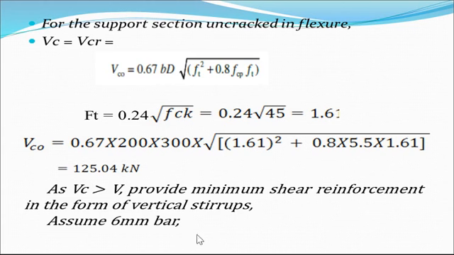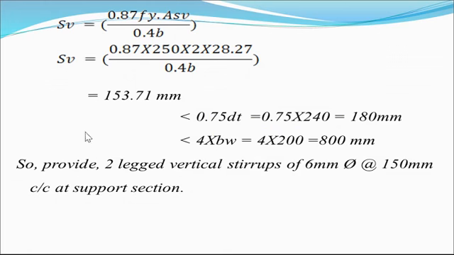Here I assume 6 mm diameter bar, 2 leg vertical stirrups. So SV is equal to 0.87 Fy ASV divided by 0.4 B. It is similar to RCC. So 2 leg stirrups, so 2 multiplied by pi by 4 into square of 6, and 0.4 multiplied by B is equal to 200. We get 153.71. This value should not exceed 0.75 dt, that is 0.75 multiplied by 240 or 4 times the BW, 4 multiplied by 200. Take the least value. So this is less than 180. So we can provide 2 leg vertical stirrups of 6 mm diameter, 150 mm center to center at the support.